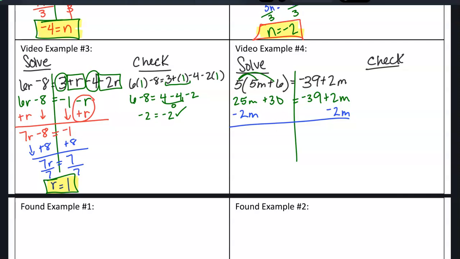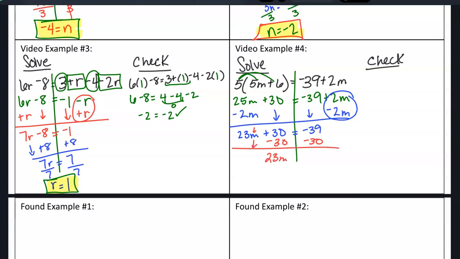So 25m minus 2m would be 23m. Bring down that positive 30. Bring down that negative 39, and 2m minus 2m would be 0, which is our goal. We want to zero it out. We want to start combining stuff together. So now it is a 2-step equation. We got to move that constant first. And as I look at this left-hand side where my variable is, 30 is the constant. So I'm going to subtract 30 from both sides.